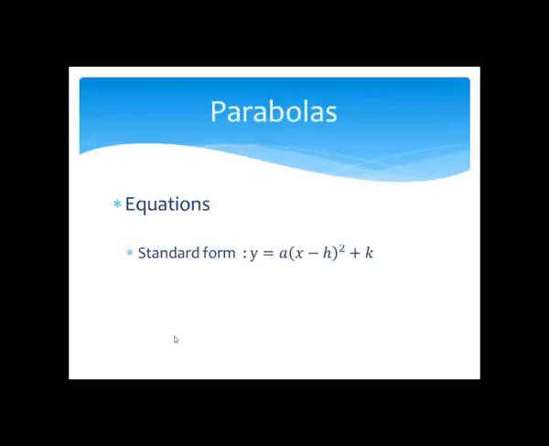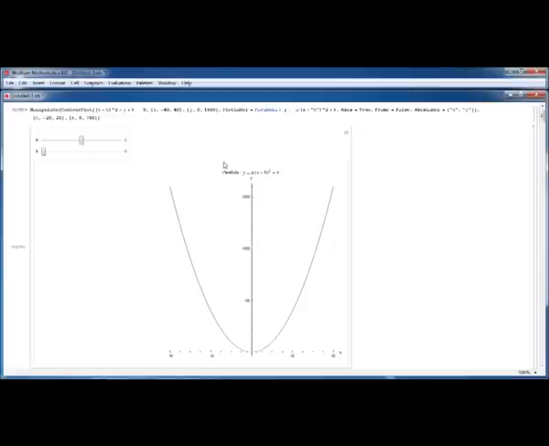First of all, we look at the parabolas. The standard form for parabolas is y equal to a times x minus h squared plus k. Notice that the ordered pair h, k is the vertex of the parabola. Let's look at the graph. So this is how a parabola looks.